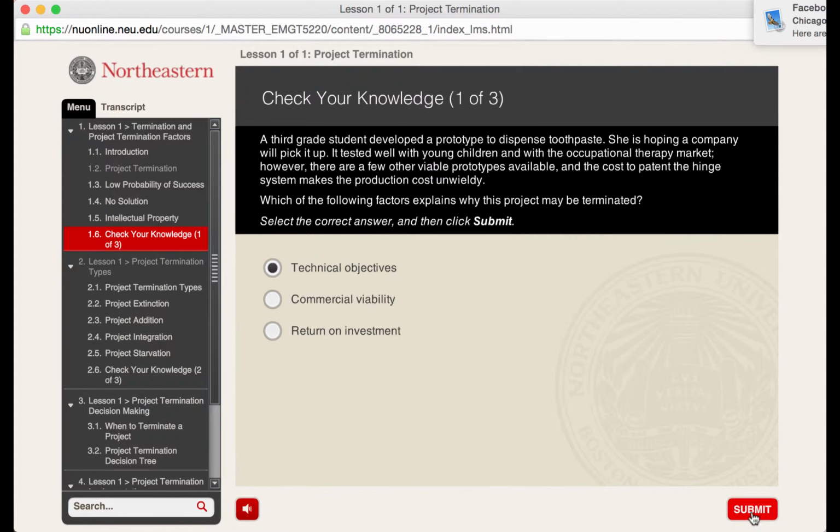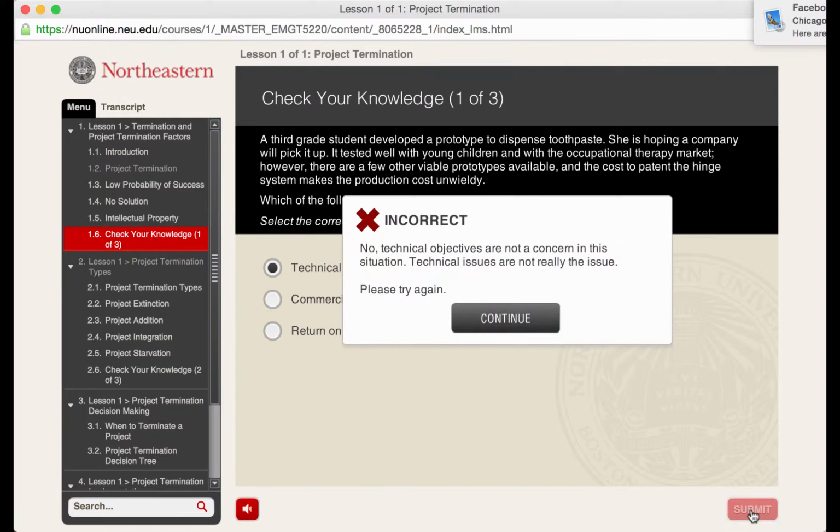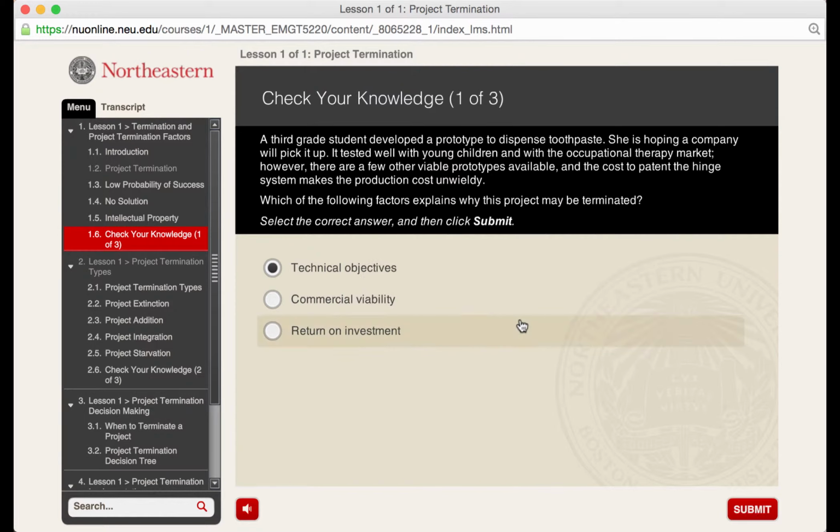technical objectives, right? Oh dear. I'm sorry, that's not correct. So we got a really good feedback here, right? No, it's not technical objectives. They're not the concern here. Technical issues are not really the issue. Okay? So we know that that's not the answer. So it's got to be either of these two.